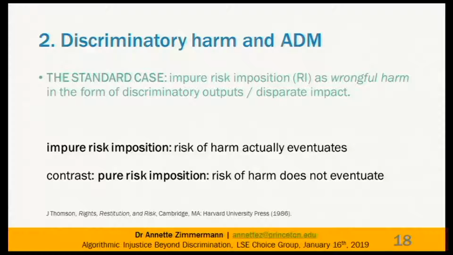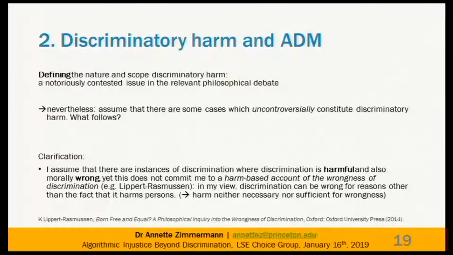So I'm drawing here on a conceptual category which was introduced by Thompson, but also other people in that ethics of risk debate. The contrast again would just be pure risk imposition that never eventuates. Now, obviously, defining what constitutes discriminatory harm is notoriously contested. I'm not going to try to define this concept in this talk.